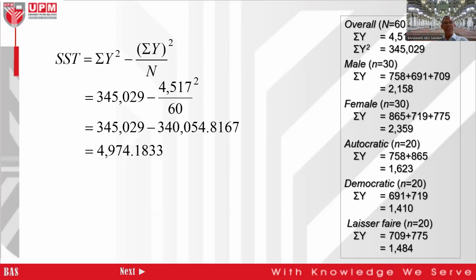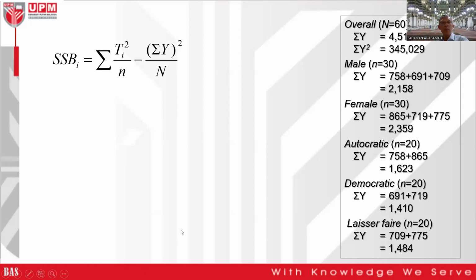Very straightforward here, right? Any question for that? Sum square total? Okay, that means we just focus on the summary, just for the overall. That means n equals 60, summation y, also we have summation y square. Okay, next we want to calculate sum square between for factor 1, which is gender.